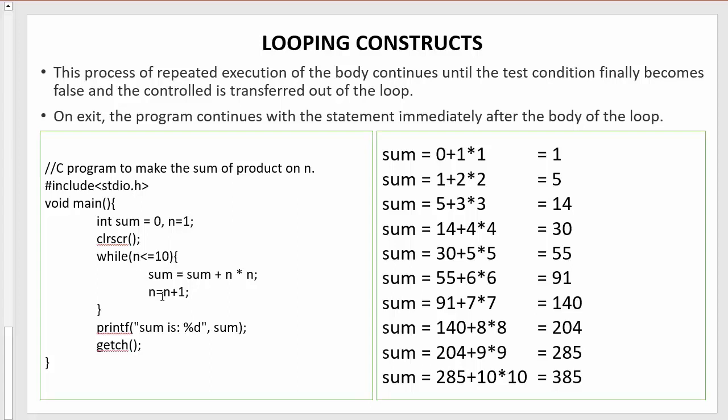Like this, with each and every iteration, the value of n gets incremented by 1, and once the value of n becomes 10, again the condition gets evaluated. 10 is less than or equal to 10, yes, then control comes inside the while loop to perform this operation. Then again the value of n gets incremented by 1, and now the value of n becomes 11. 11 is less than or equal to 10? No, the condition becomes false. Then control will not come inside the while loop. Control will come out of the while loop to print this sum.